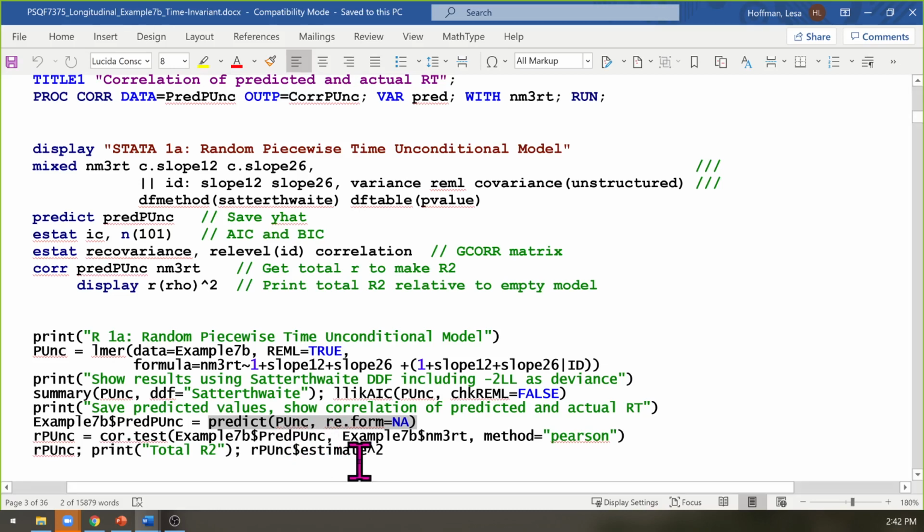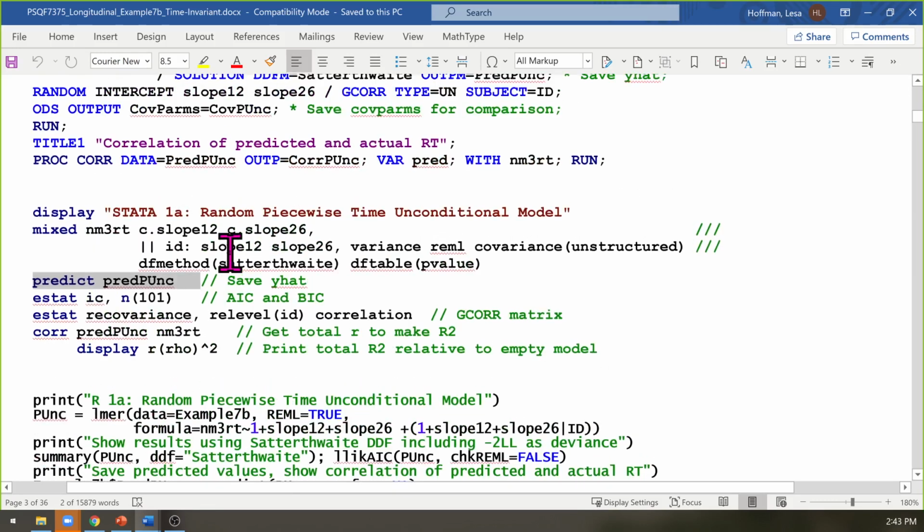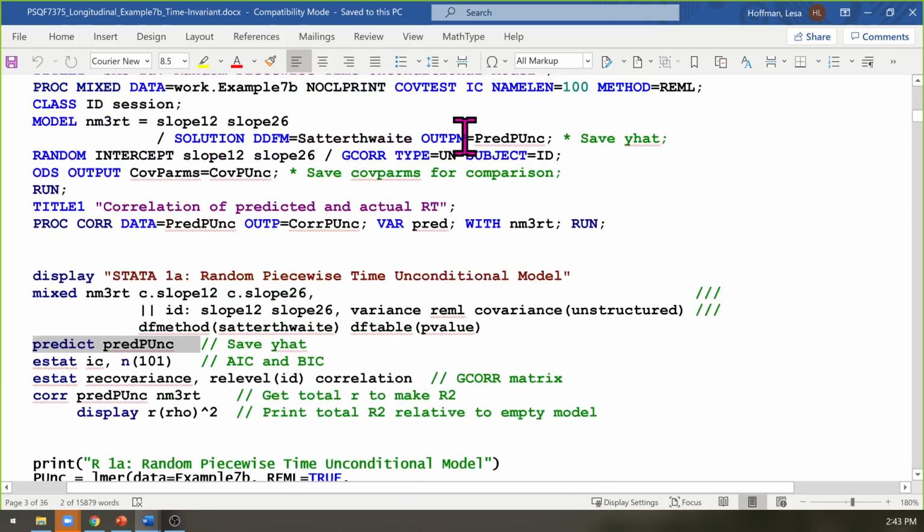So I know that in R, because REform on here stands for random effects equals NA, which means none of them. So make a predicted outcome for each case in the data set, store it as a new column, do not use the random effects. In Stata, that's what happens by default, that it's just the fixed effects only. And in SAS, it's the fixed effects only if it's OUTPM. It's OUTP if you want the random effects included in there.